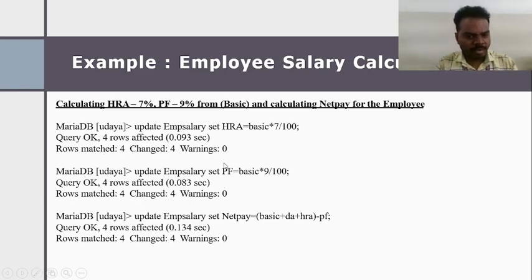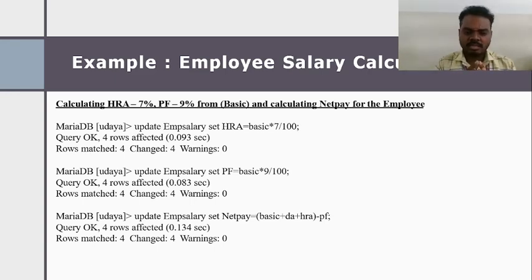Same for the PF command, and the next will be the net salary. Okay, the net salary will be: update table name, set net pay equal to basic plus DA and HRA. The formula for net salary is that you need to add basic, DA, and HRA, and you have to deduct the PF amount from the given formula.